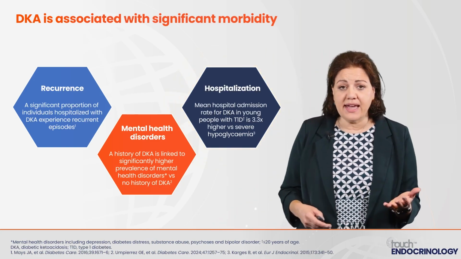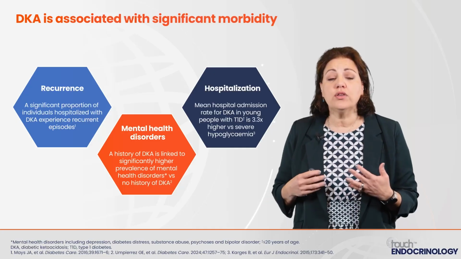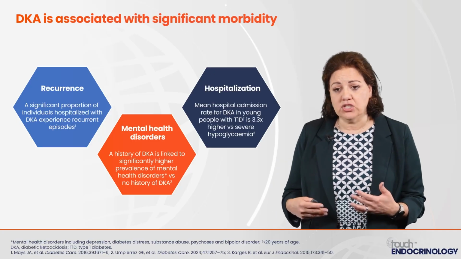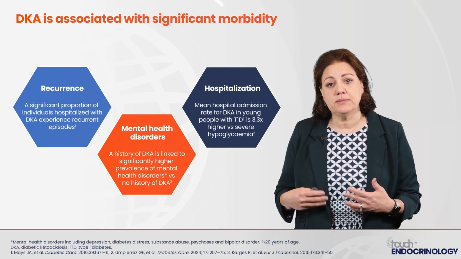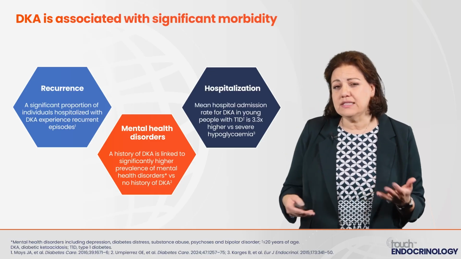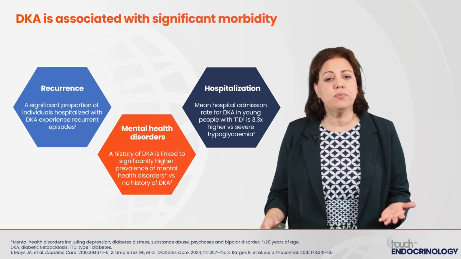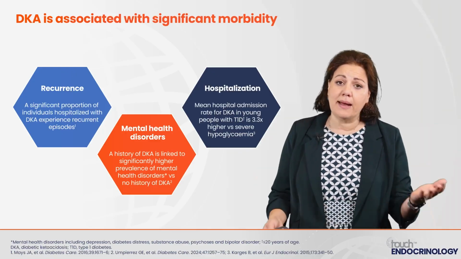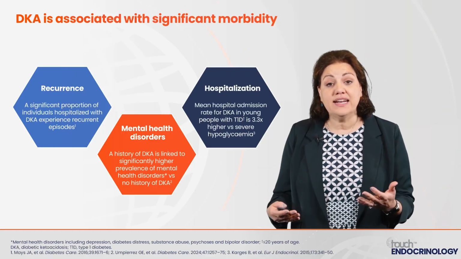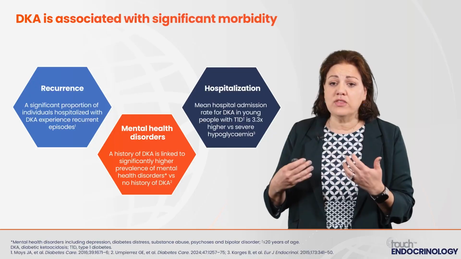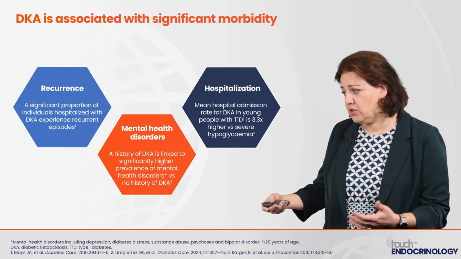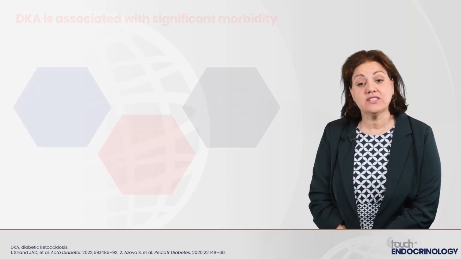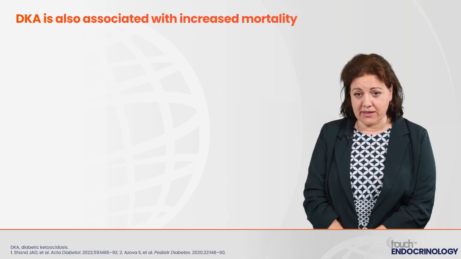And we know DKA and severe hypoglycemia are the two acute complications that individuals with diabetes experience. Why don't we see as much severe hypoglycemia? It's probably due to the fact that people are treating with glucagon at home. We may not be aware, but if somebody has DKA, they come in when they're very sick and need medical intervention. DKA is also associated with increased mortality rates.